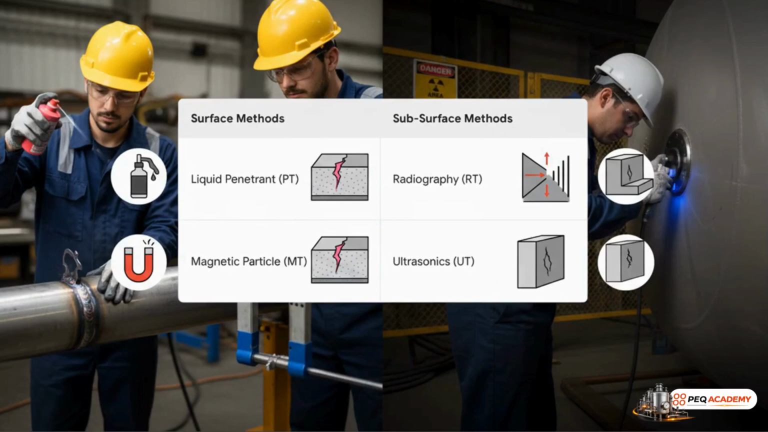So you can pretty much group all the main methods into two big buckets. You've got the ones that only look at the surface of the material, and then you've got the ones that can actually see what's going on inside it. Let's take a quick look at both.